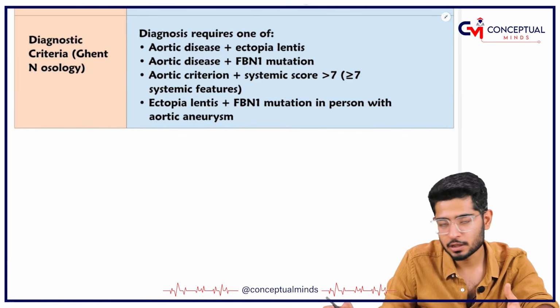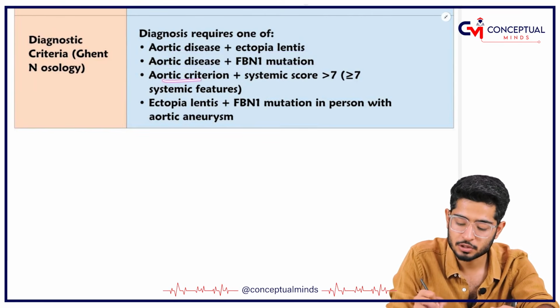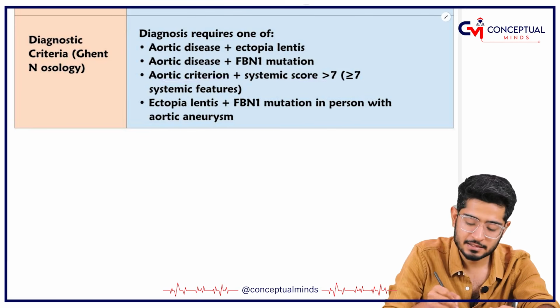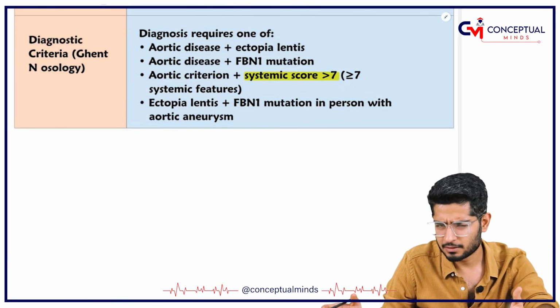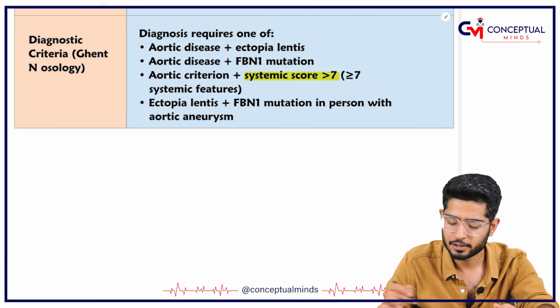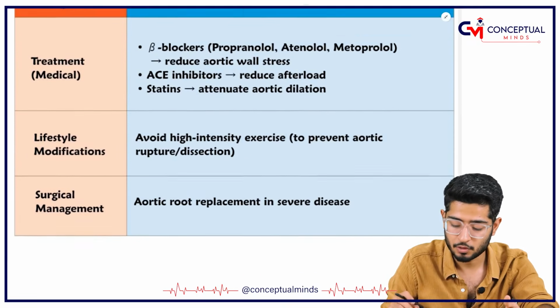Diagnosis requires, what are the clinical hints? Aortic disease, ectopia lentis, aortic disease, FBN1 mutation, aortic disease, and a systemic score more than 7. Not very important, so just remember like that. Ectopia lentis, FBN1 mutation in a person with aortic aneurysm, all these things.